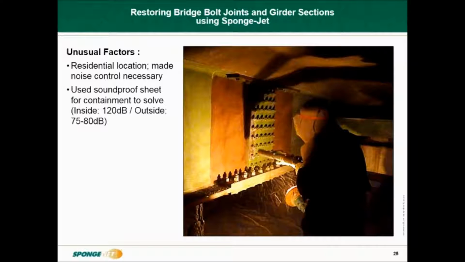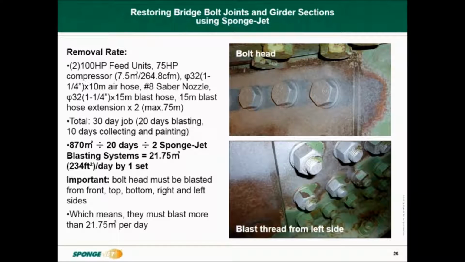Inside the encapsulation was running about 120 dB, and outside the encapsulation was down to 75 to 80 decibels. The removal rate, the production rate, is evident throughout the whole project. In my assessment, they chose to use insufficient air, which they had a 264 CFM compressor using a number 8 nozzle, and we all know that 286 CFM is required to run a number 8 nozzle at 80 psi, plus you need some reserve air, and that's why we recommend the 400 CFM.